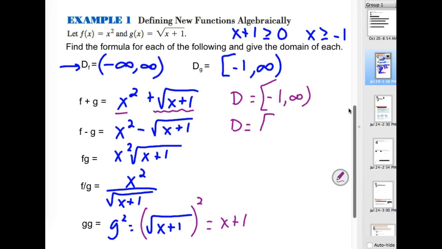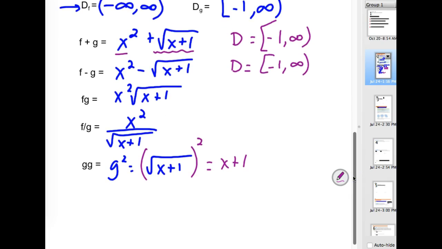Our domain would still be negative 1 to infinity. All right, the overlapping part. And the same with f times g.